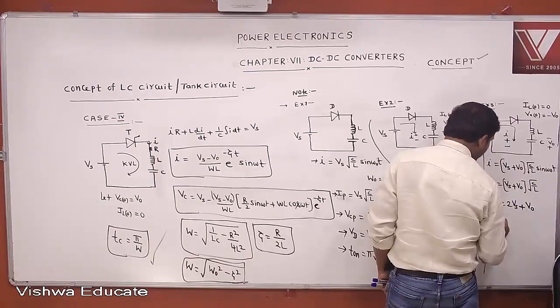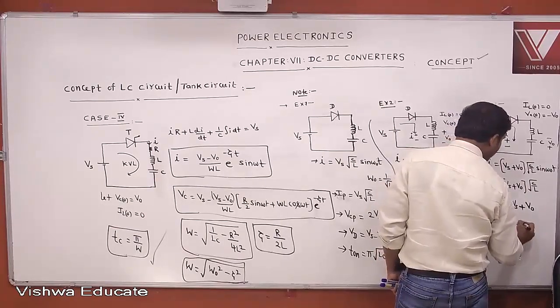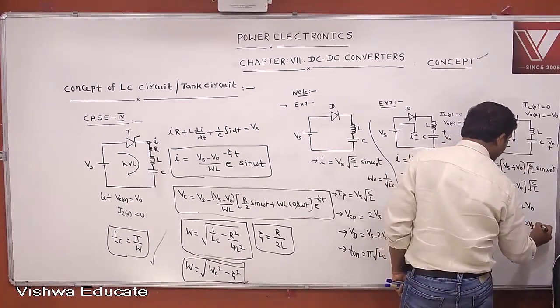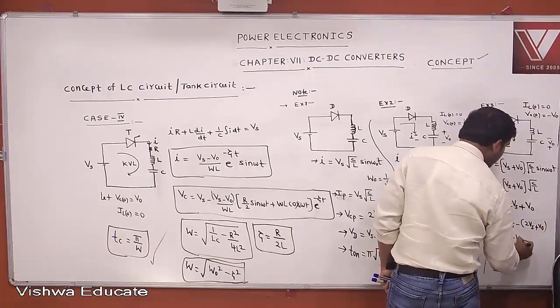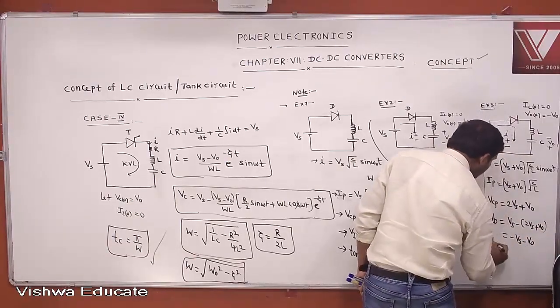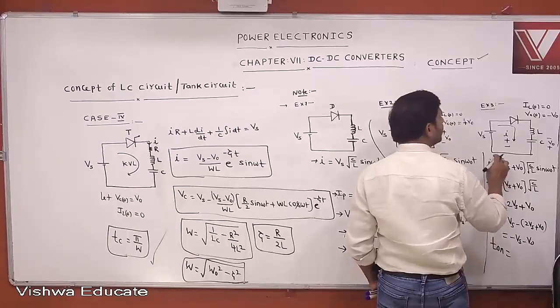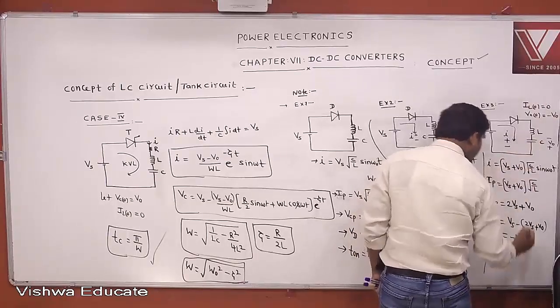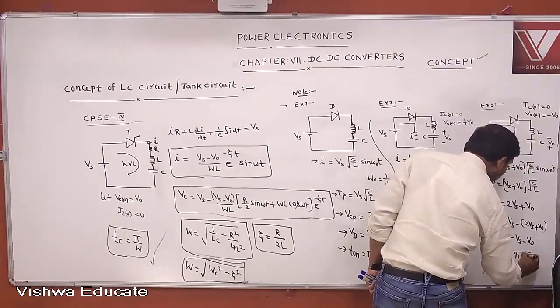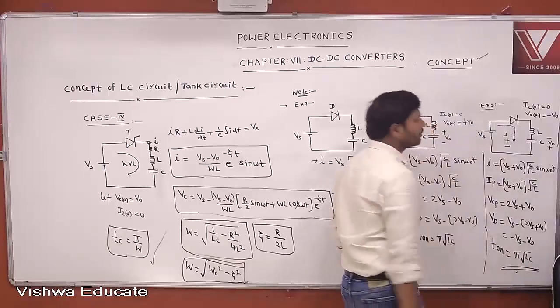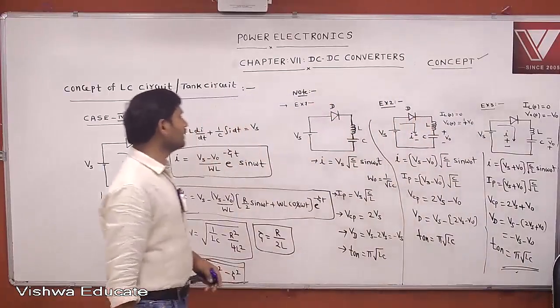Then what is the voltage across the diode? Vs minus 2 Vs plus V0. Then what you can get? Minus Vs minus V0. Then what is the on time? The on time of the diode is, because there is no initial current in the inductor, directly you take pi root LC. Clear? No doubt. Quick.